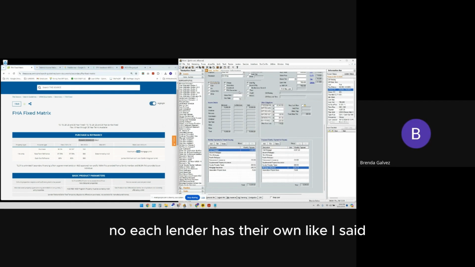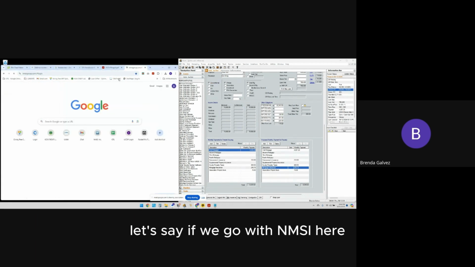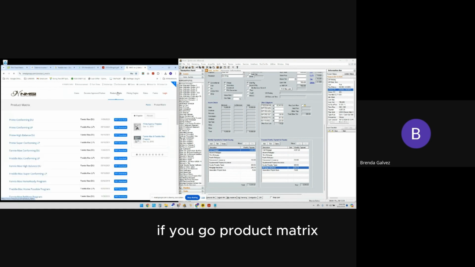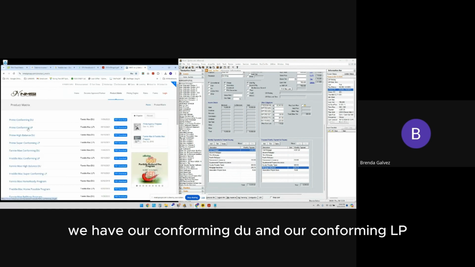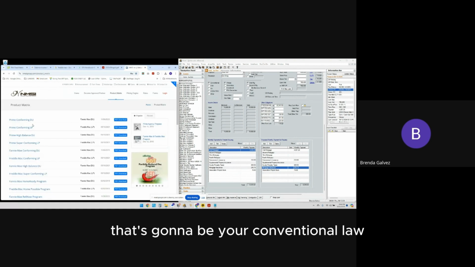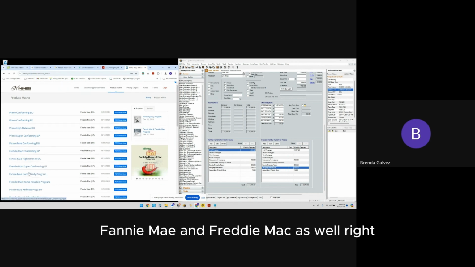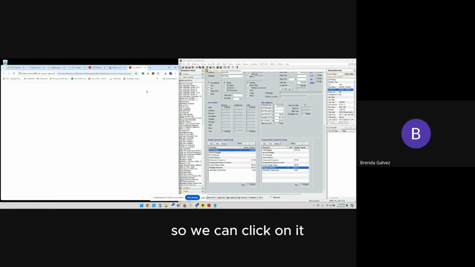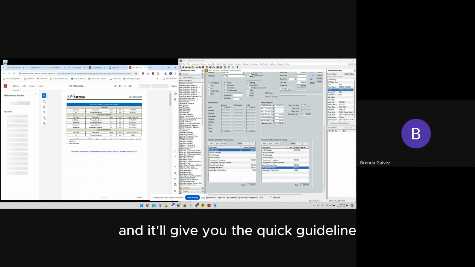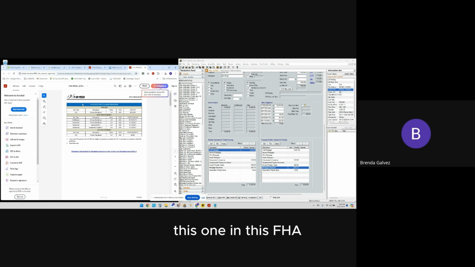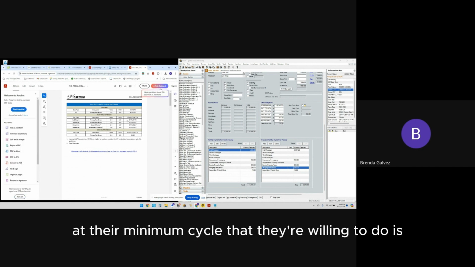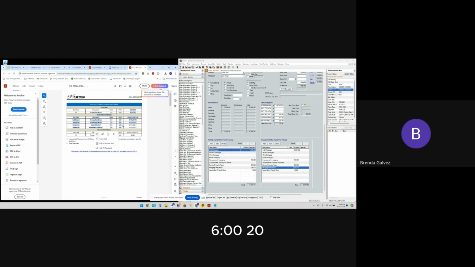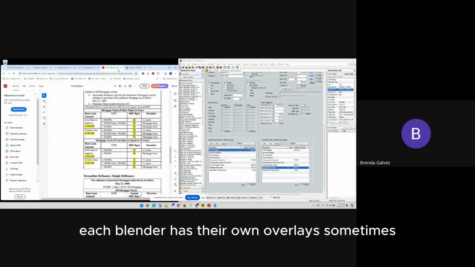Nope. Each lender has their own quick matrix, like I said. For example, let's say we go with NMSI here. If you go to product matrix, we have our conforming DU and our conforming LP. That's going to be your conventional loan. They have right here Fannie Mae and Freddie Mac as well. For FHA guidelines, you have different FHAs, so we can click on it and it'll give you the quick guideline. This one in this FHA, because I'm assuming it's an overlay guideline, their minimum FICO that they're willing to do is 620. Like I said, each lender has their own overlays sometimes.